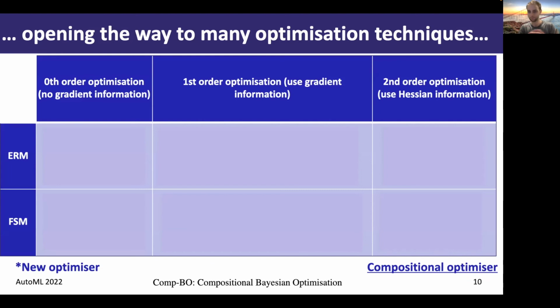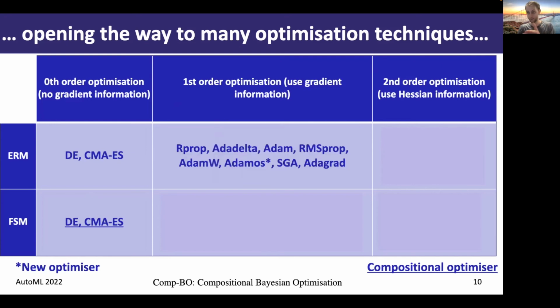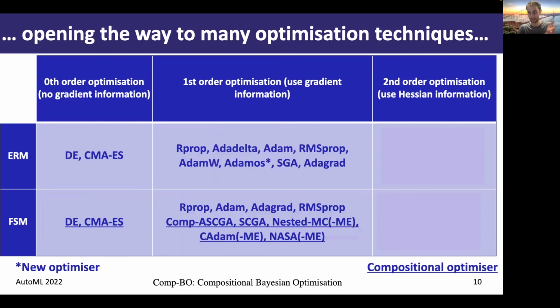So all this leads to a variety of ways of maximizing the acquisition function. If we consider zeroth, first order or second order optimization, or ERM or FSM forms, we have, for instance, evolutionary methods or compositional evolutionary methods. We have standard first order optimization like ADAM, ADAGRAD, and so on, but we can also use compositional optimizers such as CADAM or NASA. But we can also use second order optimizers such as L-BFGS-B or the compositional form that we introduced in our paper, C-L-BFGS-B.